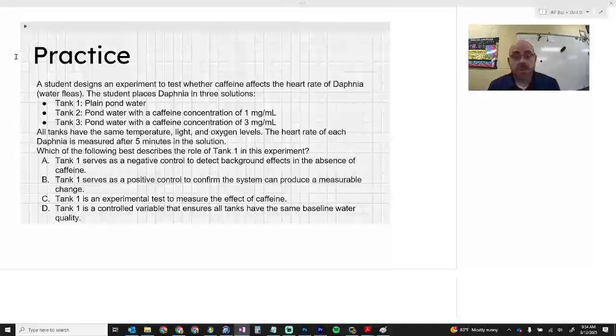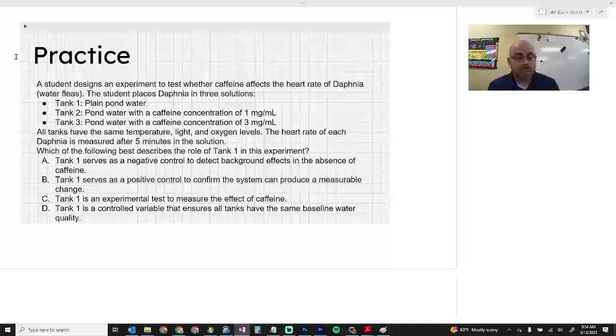So what's going on here? You have an experiment, and in the experiment we are manipulating the amount of caffeine given to Daphnia, right? And what are we testing? Heart rate. So heart rate is the thing that's being measured, which is the dependent variable. The amount of caffeine is the thing that's being manipulated, the independent variable. In tank 1, there is no application of the independent variable, so it is acting as a control. And since there is no application, there's not a known variable being applied to it. This would be a negative control.